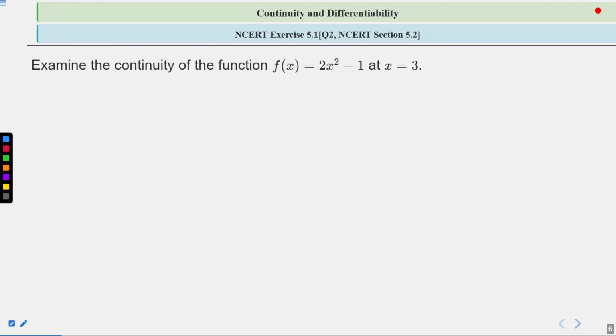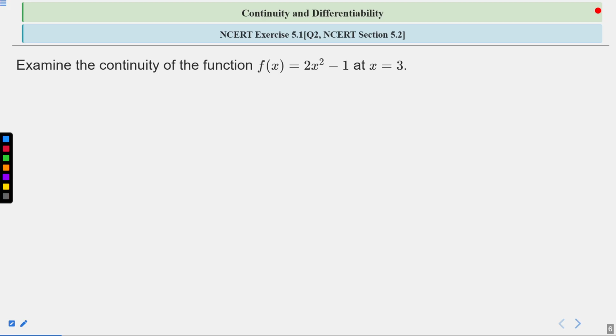Clear? Next is question number 2, which is to examine the continuity of the function f(x) = 2x^2 - 1 at x = 3. We have to basically examine the continuity of the given function 2x^2 - 1 at x = 3. Clear? How can we find the continuity of f(x) = 2x^2 - 1 at x = 3?